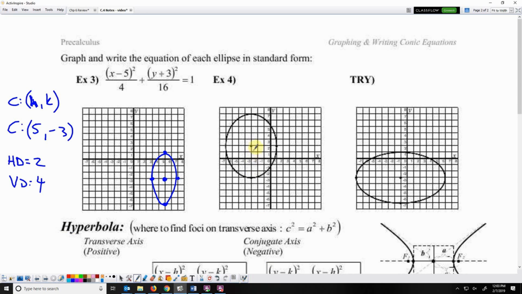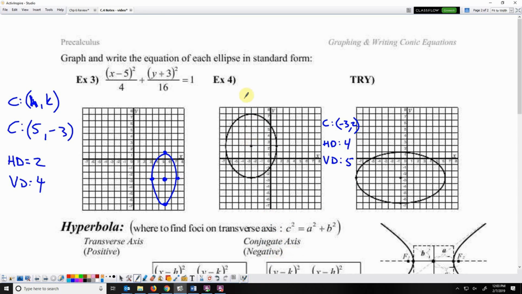Okay, so here's an ellipse that we are going to find an equation for. So to find an equation, we need to know the center, and that would be negative 3, 2. Okay, so we've got the center, now we need the horizontal dilation. It goes 1, 2, 3, 4 to the right and left. And the vertical dilation, 1, 2, 3, 4, 5.